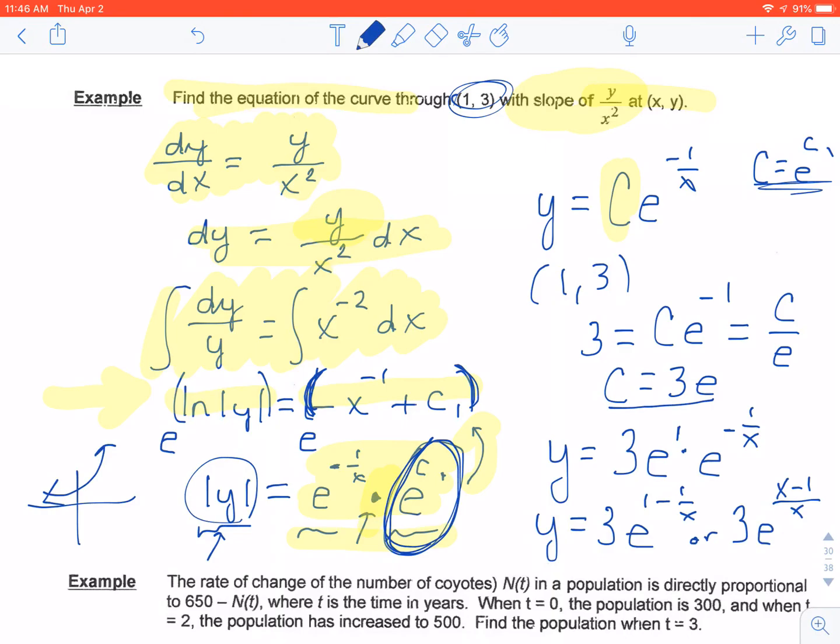So once I do that, I can go back to my general equation and find the specific solution by plugging in 3e for c. When I do that, now I have these two bases that are the same, right? So I'm going to add their exponents. So I get y equals 3e to the 1 minus 1 over x, or we could write it this way.